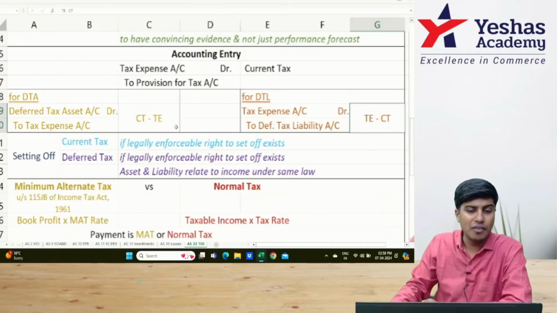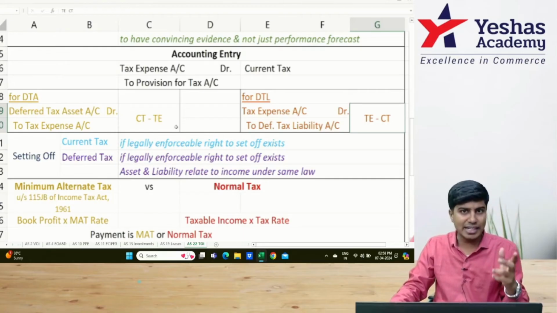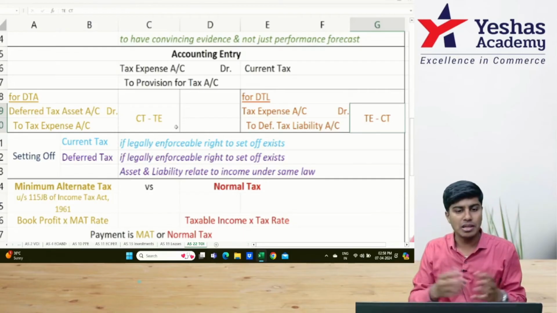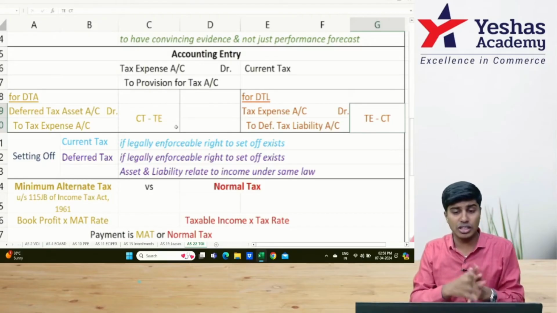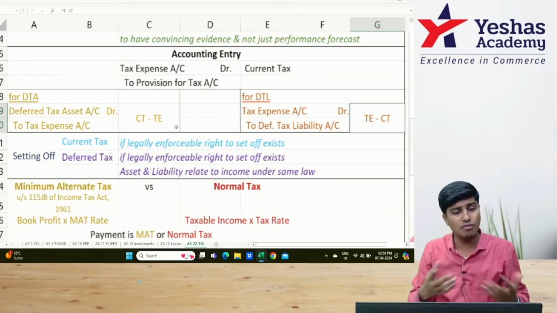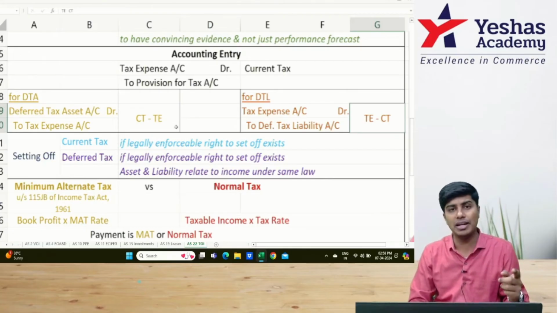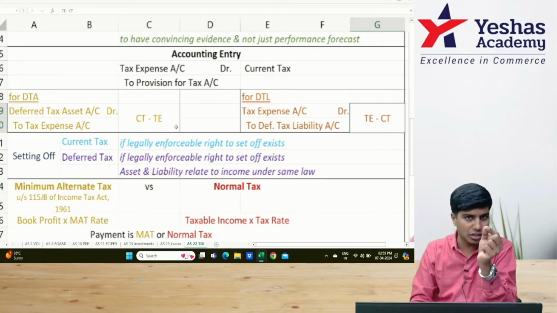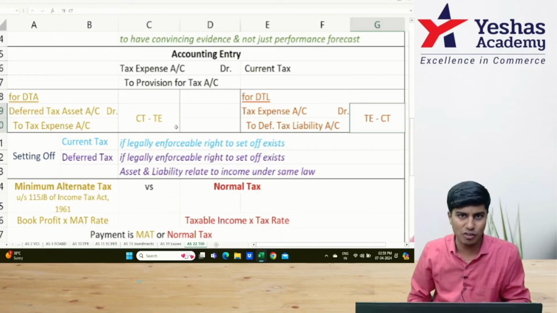And next, we need to set off our current tax and deferred tax. If it is legally enforceable that we can set off, and it is arising because of the same purpose, then I will do set off. If a legally enforceable right to set off exists, then I will do set off. If not, I won't be doing any set off. Deferred tax asset and deferred tax liability, if computed under the same law for the same item, we can do setting off. If not, we cannot do the set off provision.